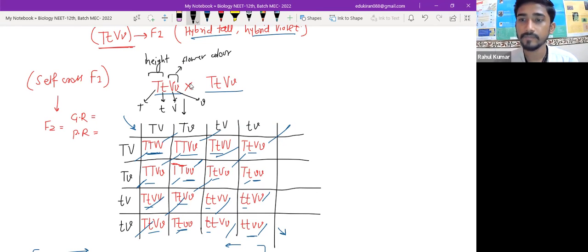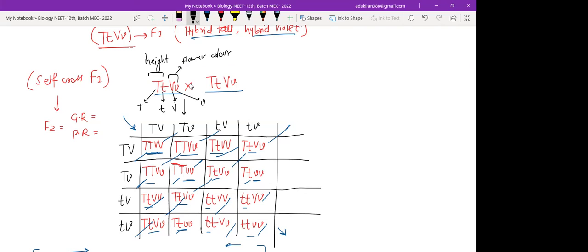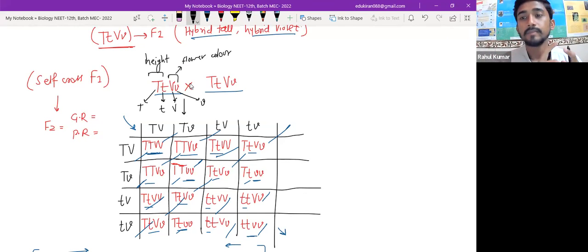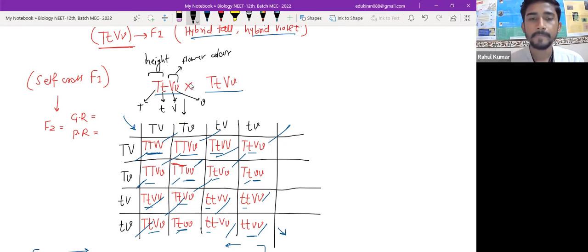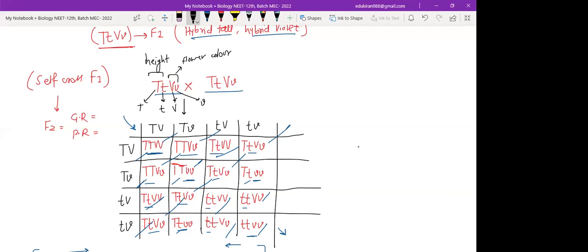Okay. Law of independent assortment is at the level of genes, because there are multiple genes present now in a dihybrid cross. But law of segregation was at the level of alleles in one given gene, in a single gene. Is it clear? What is the difference between law of segregation and law of independent assortment? Is it clear? Okay.